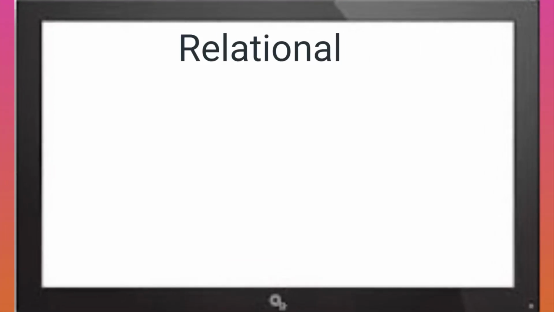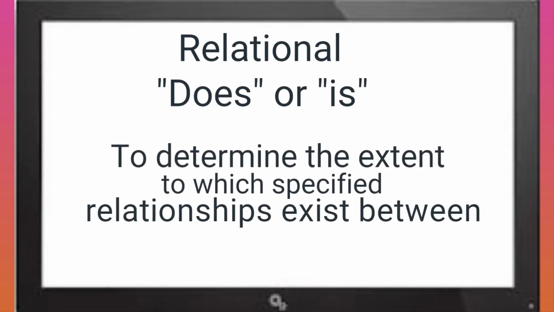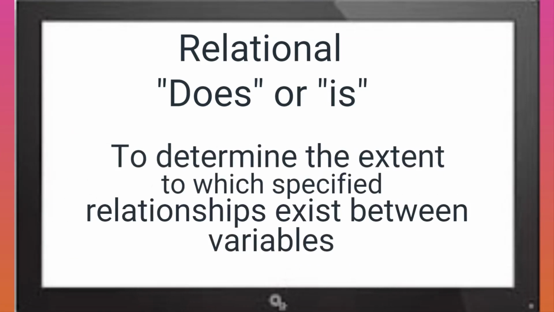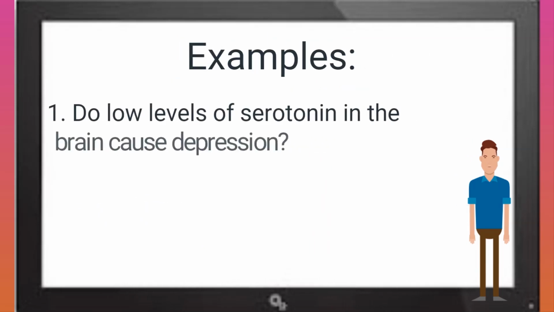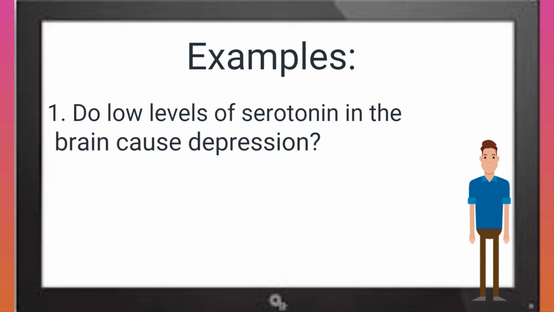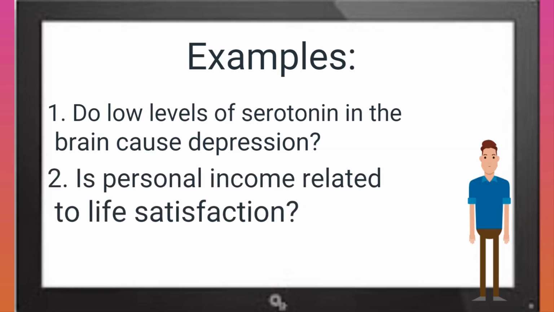Relational questions start with does or is. This is to determine the extent to which specified relationships exist between variables. These questions provide causal explanations or descriptions of the relationship between two or more variables. Examples: do low levels of serotonin in the brain cause depression? Another example: is personal income related to life satisfaction?